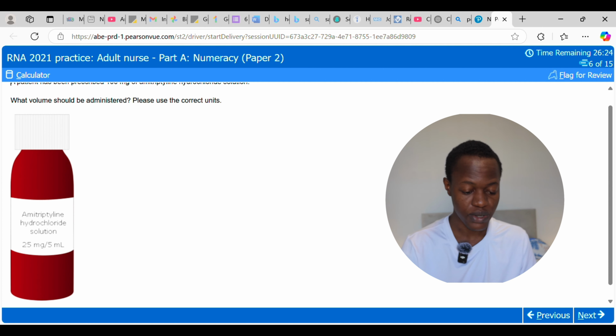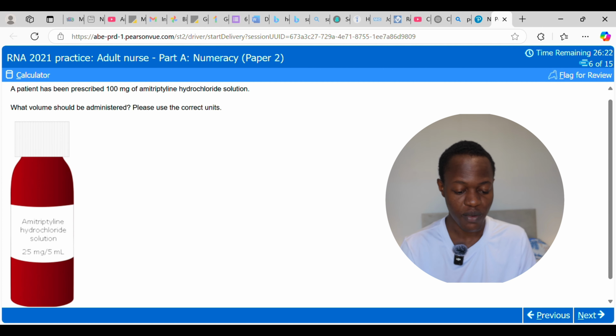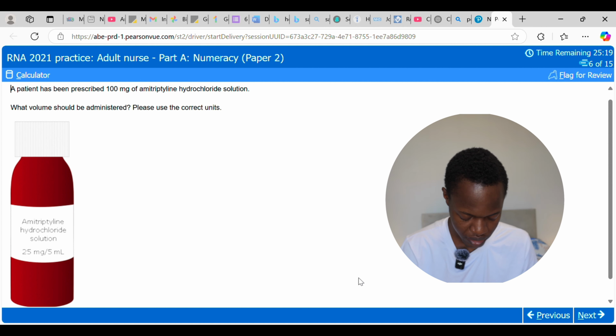A patient has been prescribed 100 milligram of amitriptyline hydrochloride solution. What volume should be administered? Please use the correct units. Now we have 25 milligram in 5 ml. That means 5 milligram equals 1 ml. So since 5 milligram equals 1 ml, how many milligram will be 100? So it's basically just calculation. You just go ahead and calculate it.